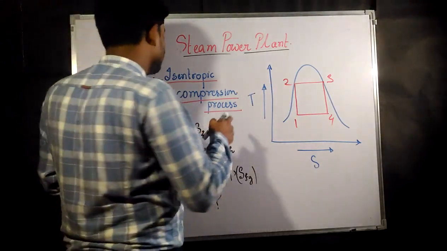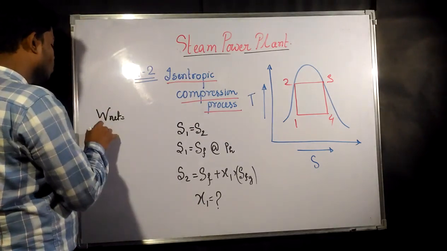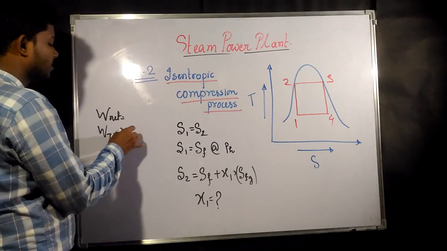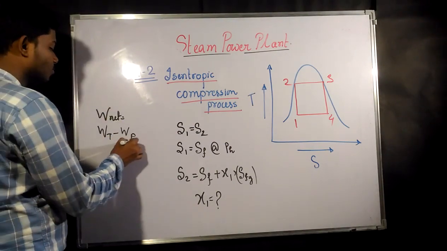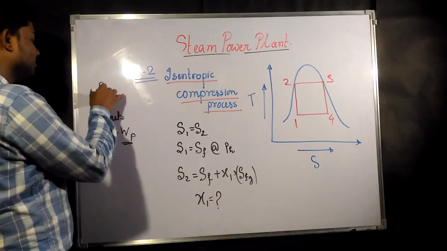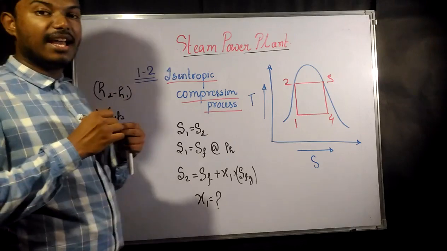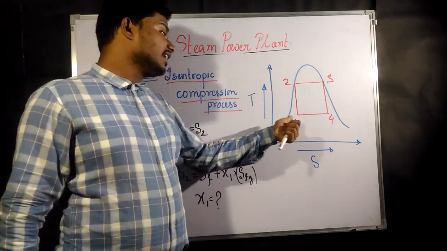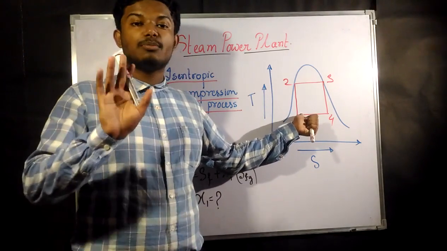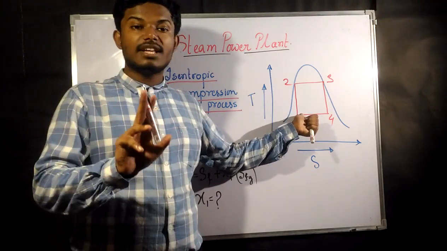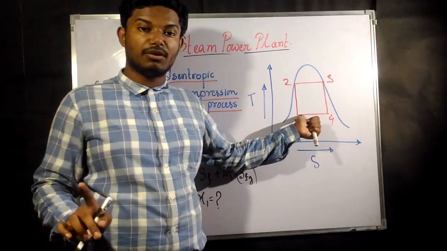But if we want to find out the W net, net means what? Work done by turbine minus work done by pump. To find this, we need to find the work done by pump, and work done by pump is again nothing but H2 minus H1, the difference between the enthalpies. To find the enthalpies, we need to find the enthalpy at point 1, and for that we need the dryness fraction at point 1.